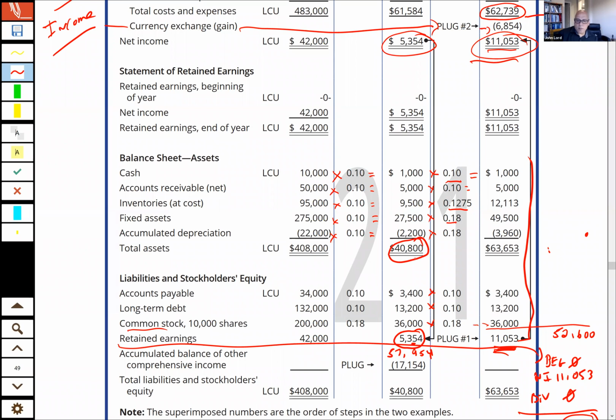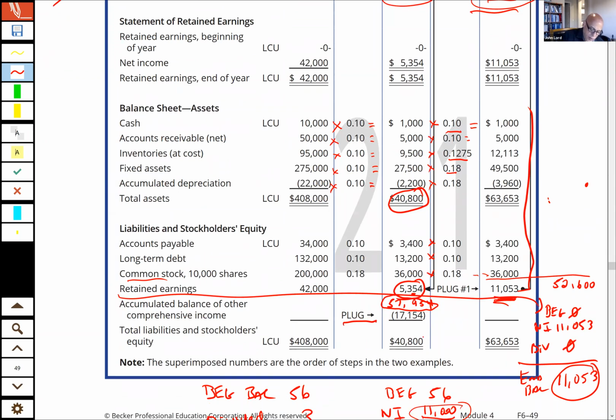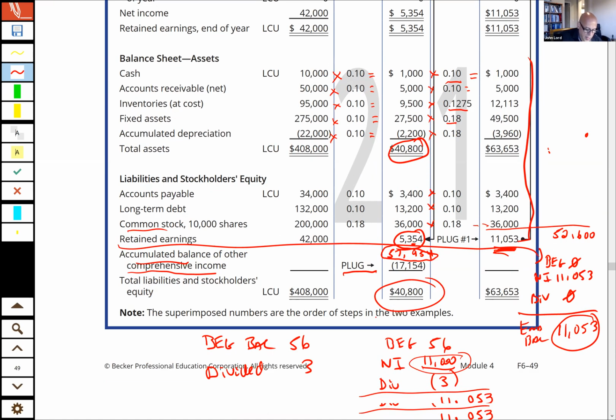It does not. I'm showing assets of 40,800. Meanwhile, I'm showing liabilities and stockholders' equity of 57,954. The balance sheet doesn't balance. Does the balance sheet have to balance? Yes, it does. So I just plug this number in, and I'm reporting that as part of my accumulated other comprehensive income. And when I do, now I get the balance sheet to balance. That plug is part of my OCI, right? Okay. Question? No? Okay, good. So that's the way that all works.